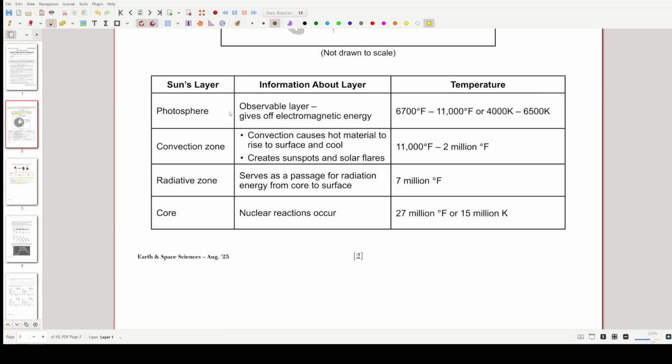So let's see. Oh, look. It tells us information about the layer. Gives off energy.